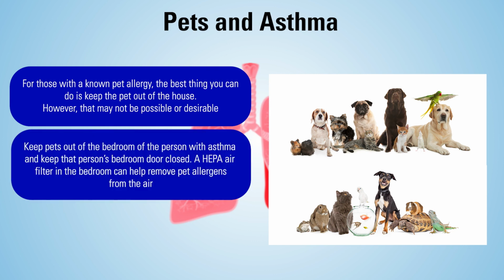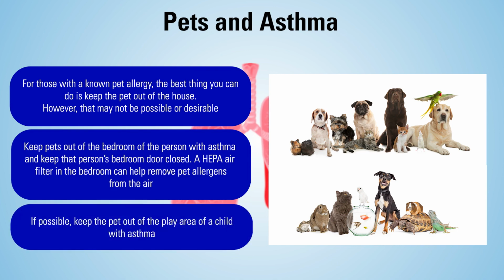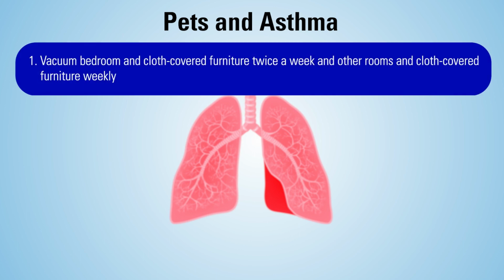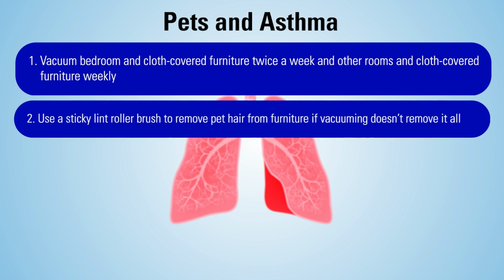At least try to keep pets out of the bedroom of the person with asthma, and keep that person's bedroom door closed. A HEPA air filter in the bedroom can help remove pet allergens from the air. If possible, keep the pet out of the play area of a child with asthma. Vacuum bedroom and cloth-covered furniture twice a week, and other rooms and cloth-covered furniture weekly. Use a sticky lint roller brush to remove pet hair from furniture if vacuuming doesn't remove it all.